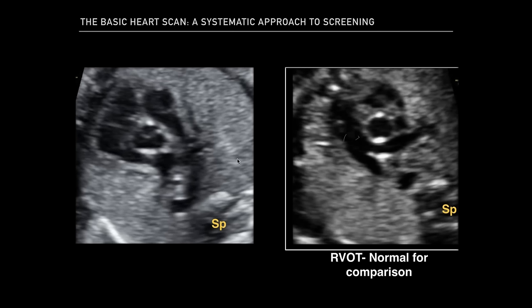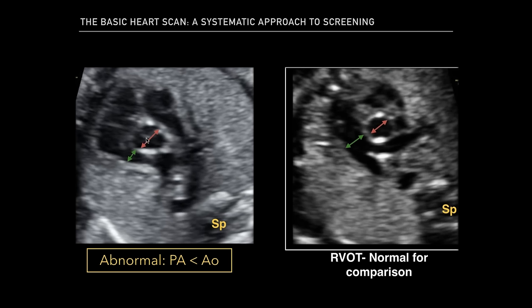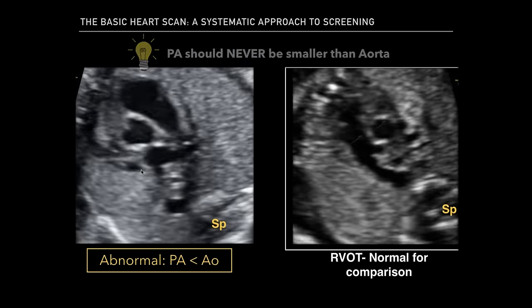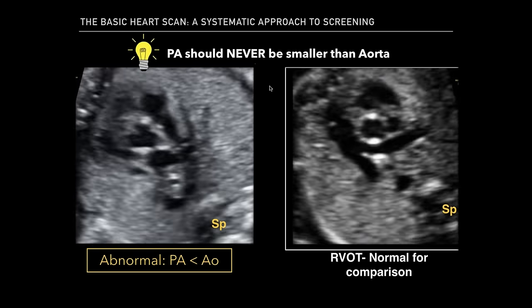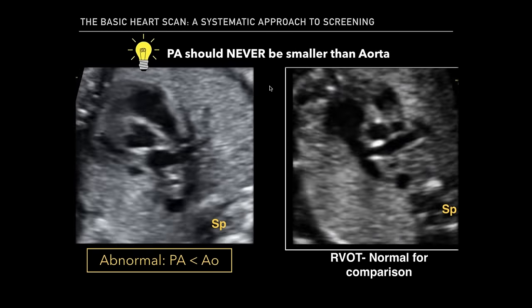So here in a normal fetus, you can see the pulmonary trunk is slightly larger, if not equal to, the size of the aorta, and divides into the right and left pulmonary artery. In comparison to this right ventricular outflow tract, here you can see a little bit of subpulmonic narrowing in comparison to the aorta. So this is obviously abnormal. You can see the huge disproportion. Another tip, the PA should never be smaller than the aorta.